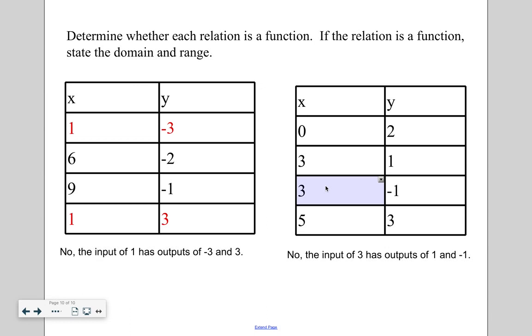So today's lesson was really, can you determine if a relation is a function? We have the vertical line test. We also are really looking for any input, any x value, to map to more than one y value.